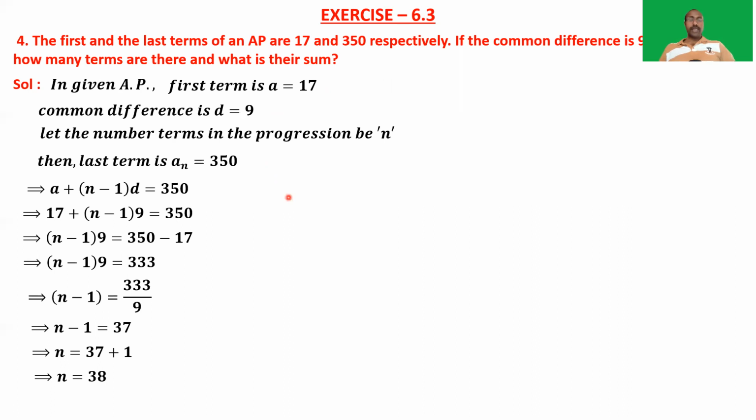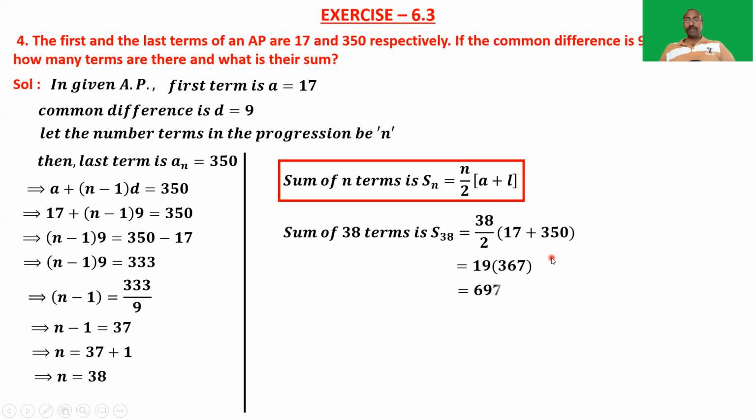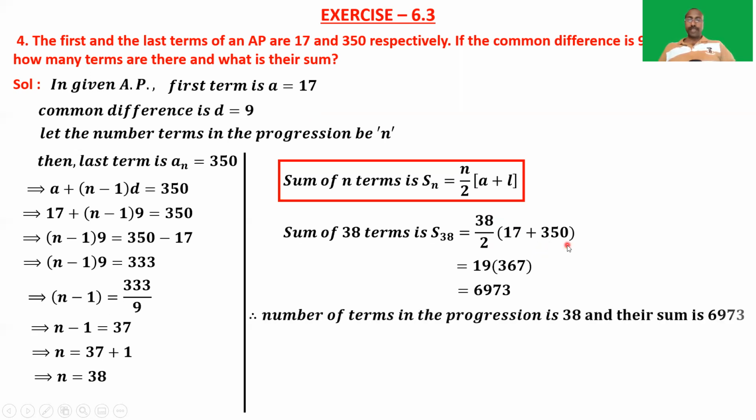So there are 38 terms in given progression. And sum of these 38 terms is n by 2 into a plus l. That is 38 by 2 into first term a equal to 17 and last term l equal to 350. So 19 into 367, which is equal to 6,973. So therefore, number of terms in the progression is 38 and their sum is 6,973. Okay, students. Take the fifth problem.